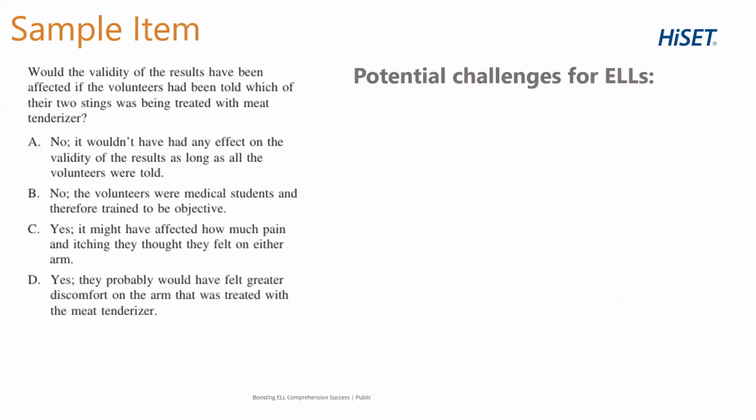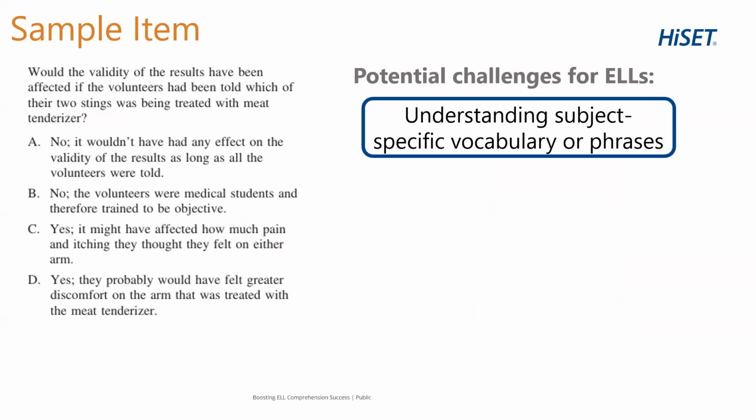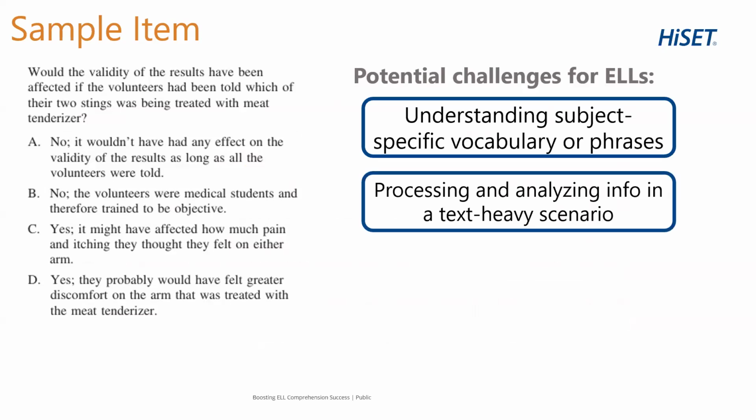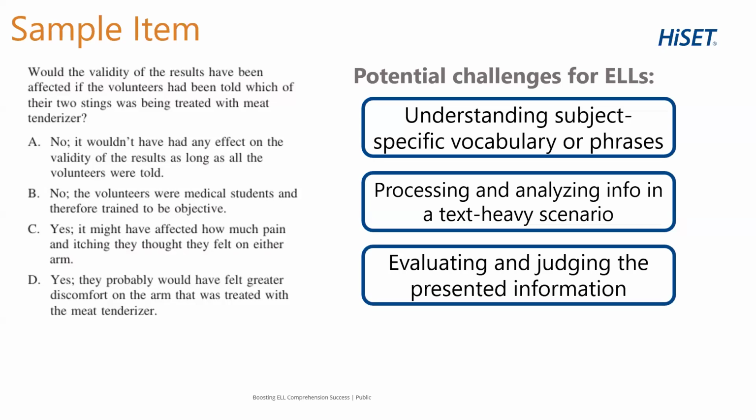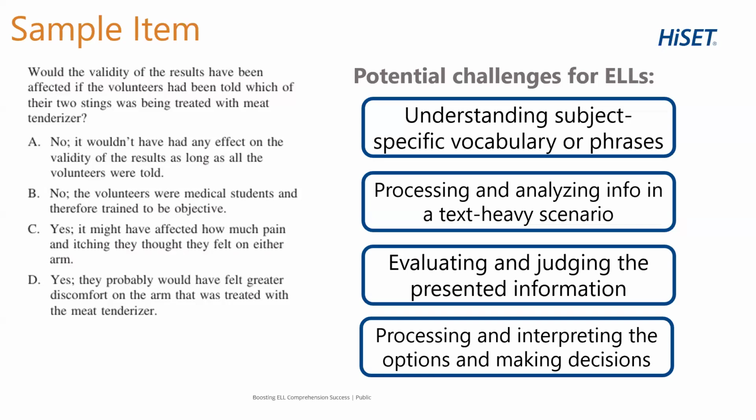And there's another item here. Okay, so potential challenges for ELLs again include understanding vocabulary phrases, process and analyze information in a text-heavy scenario, so they have to read a lot of things. And then they have to evaluate and judge the presented information, and then process and interpret the options and making decisions. Okay, so that's a lot of processing and analyzing for ELLs.